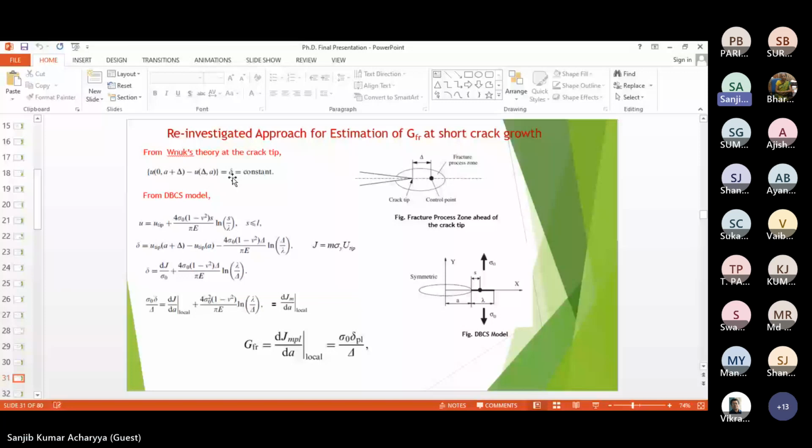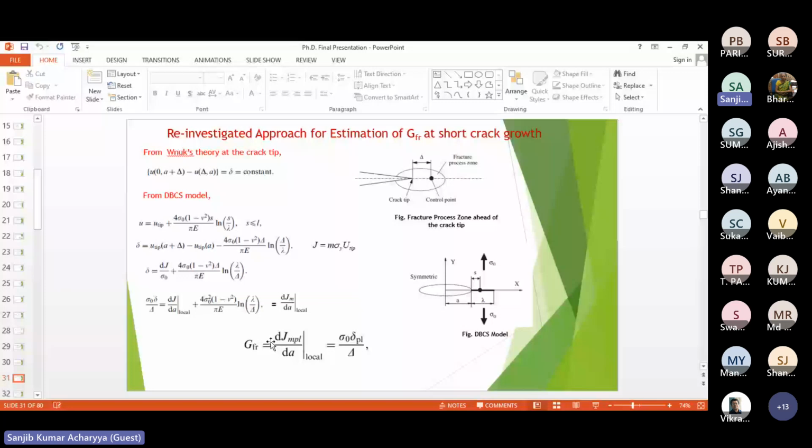This was taken, and from the DBCS model, the expression of U in terms of U tip we considered, and we also considered the value of J integral in terms of displacement U, sigma y and m. This is a standard expression. If we combine this, then delta can be expressed in terms of dJ, d sigma 0 and this. Now if we interchange the terms, sigma 0 delta versus capital delta is equated to this. And the right side expression is nothing but the J integral, or dJM per dA. So this can be equated to GFR. So now GFR is connected with the plastic stretch, sigma 0 delta PL versus capital delta. This was the first derivation using Nook's theory and the DBCS model.